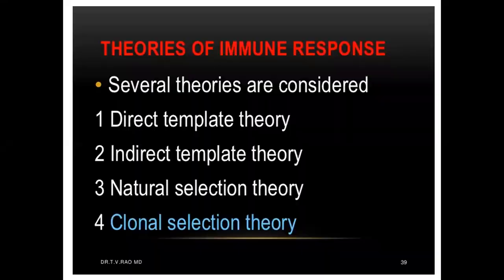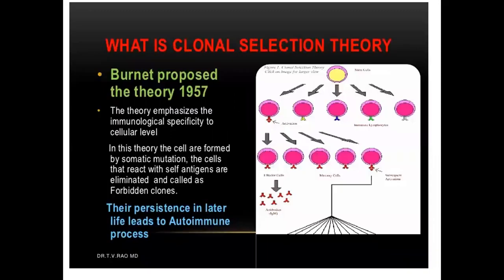Theories of antibody formation and network, molecular immunology. There are many theories of immune response: direct template theory, indirect template theory, natural selection theory, and clonal selection theory. We are not discussing the first three. We are concentrating on the clonal selection theory that is in your syllabus. What is clonal selection theory?